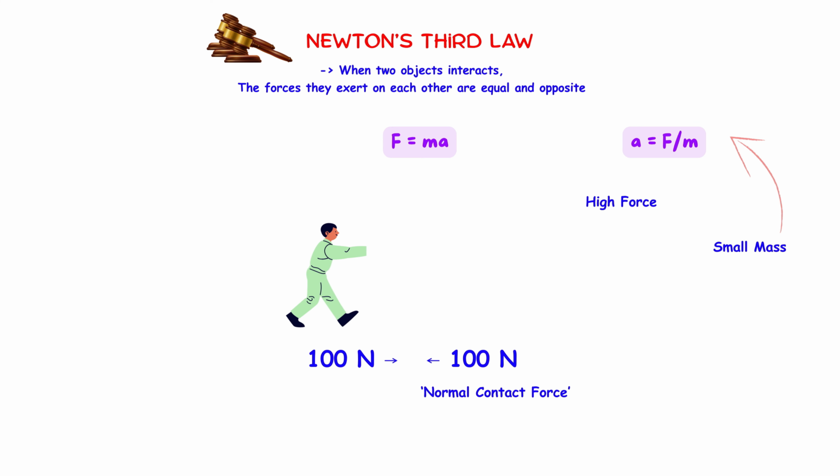This shows us that the same force will cause more acceleration in an object with a smaller mass. So, when two objects exert equal and opposite forces on each other, the one with the smaller mass will usually move more as a result. That concludes everything we wanted to cover in this video.